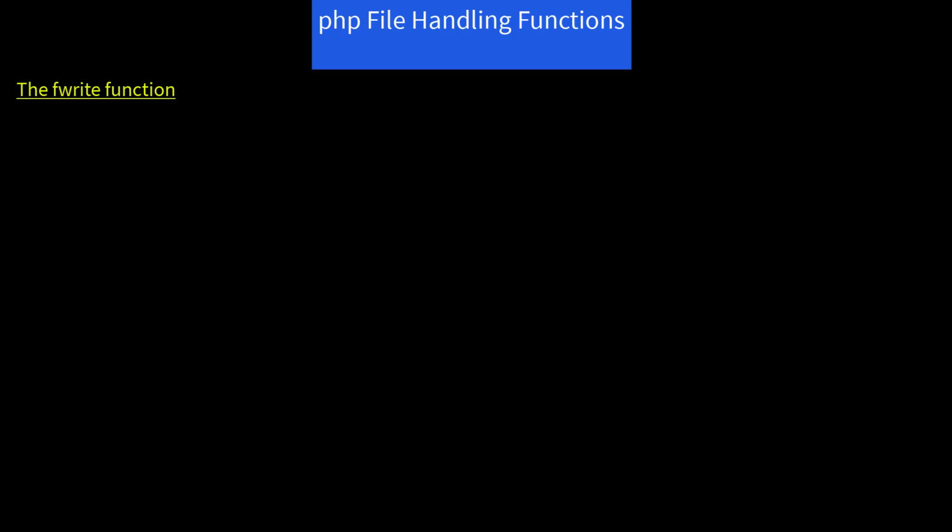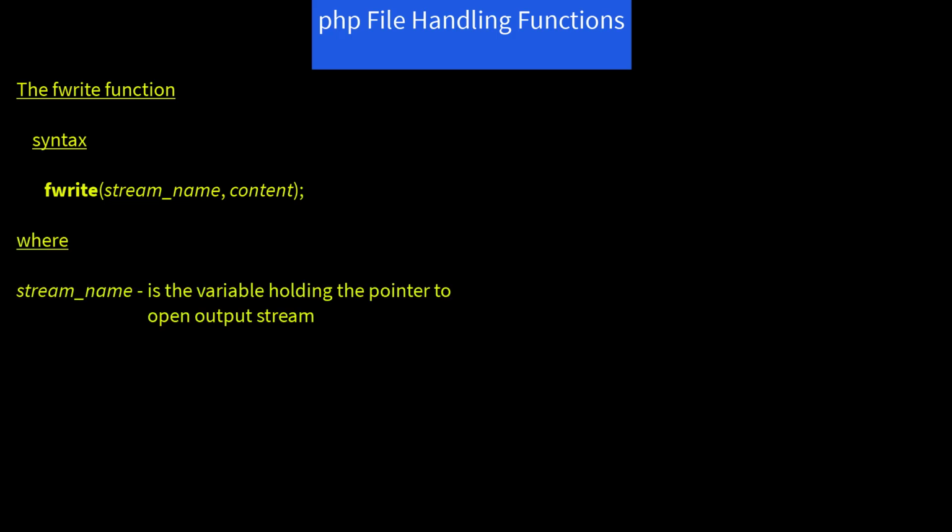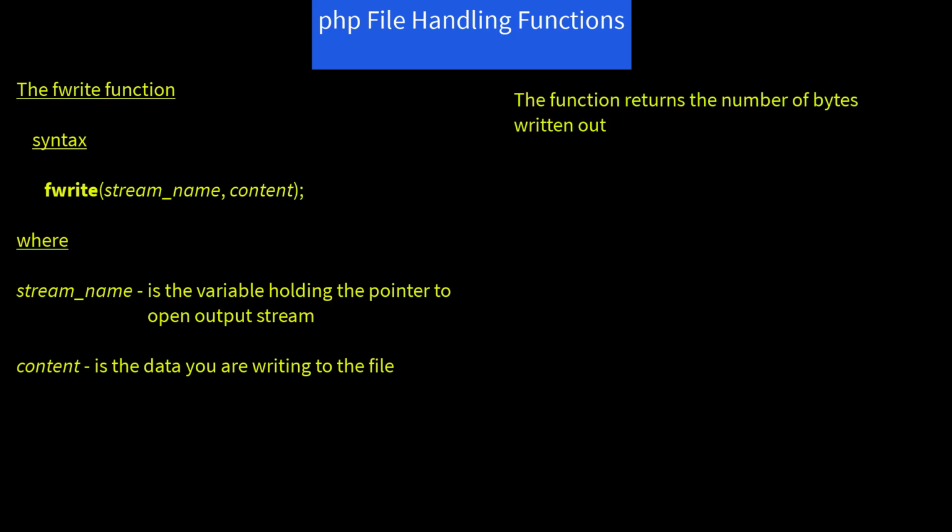The fwrite function. Syntax: fwrite(stream name, content). So stream name is the variable holding the pointer to the open output stream, and content is the data you are writing to the file. There is a third optional operand, an integer specifying how many bytes to write out. The write stops when that number of bytes have been transferred or the output content has reached its end. The function returns the number of bytes written out. Example, and by the way, note here we are ignoring the returned value. fwrite($log_stream, $log_message).